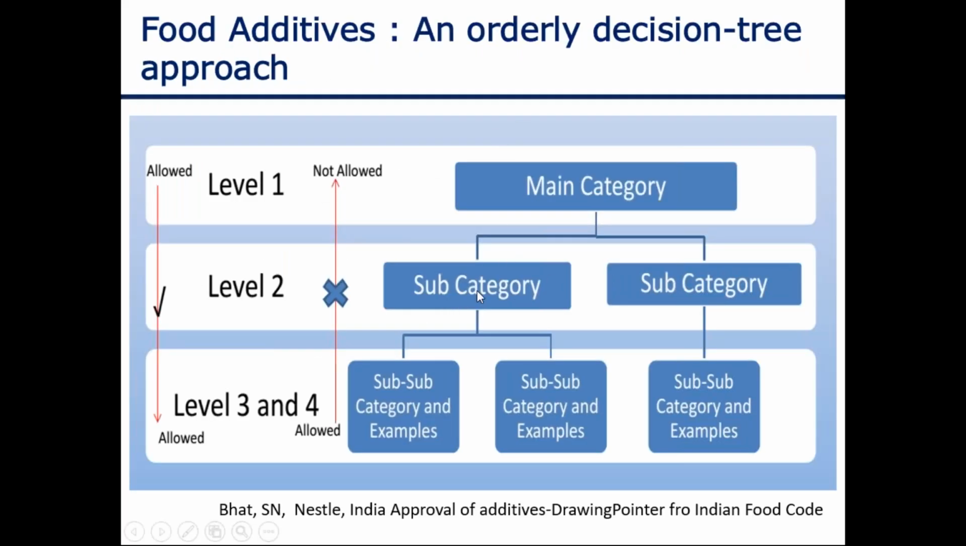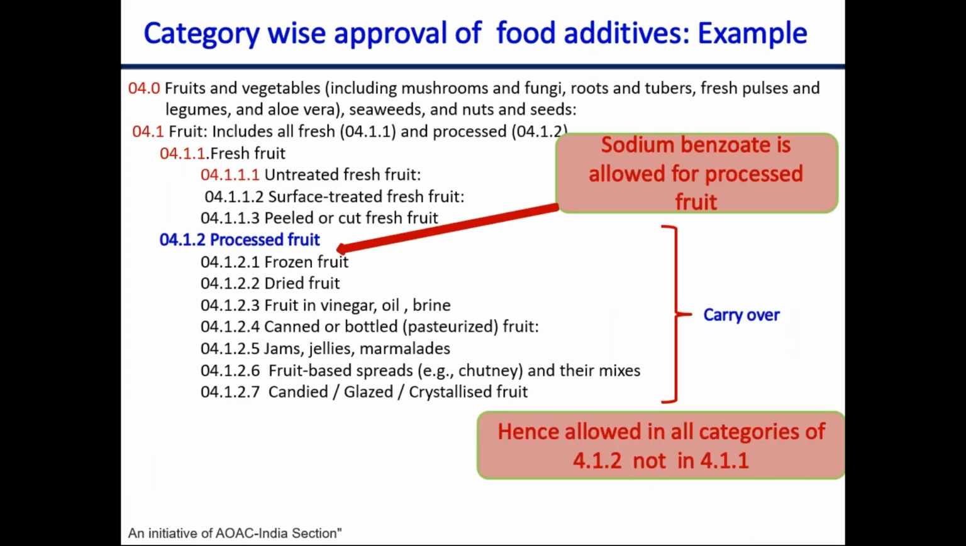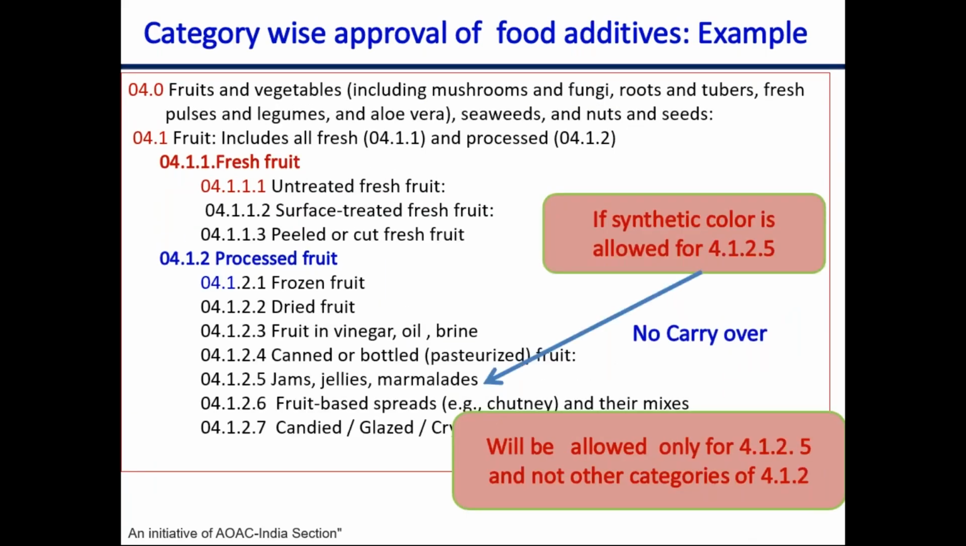So if this is 4.1.1 and this is 4.1.2, if it is allowed in this, it is allowed in all the subcategories below. It is not allowed in this, it is not allowed in the subcategories below. Okay, and let us look at this. If synthetic color is allowed in 4.1.2.5, it is only allowed for 4.1.2.5. It is not allowed in any of the categories above or in any of the categories below.